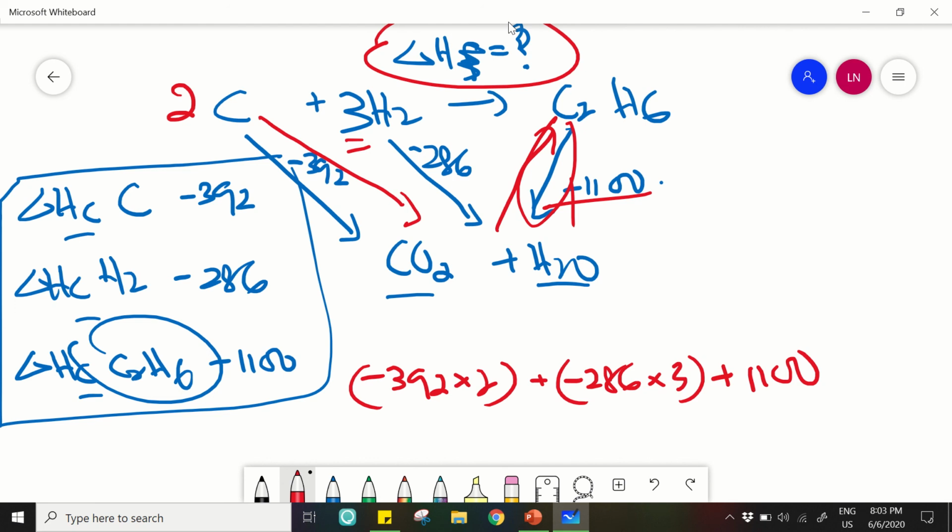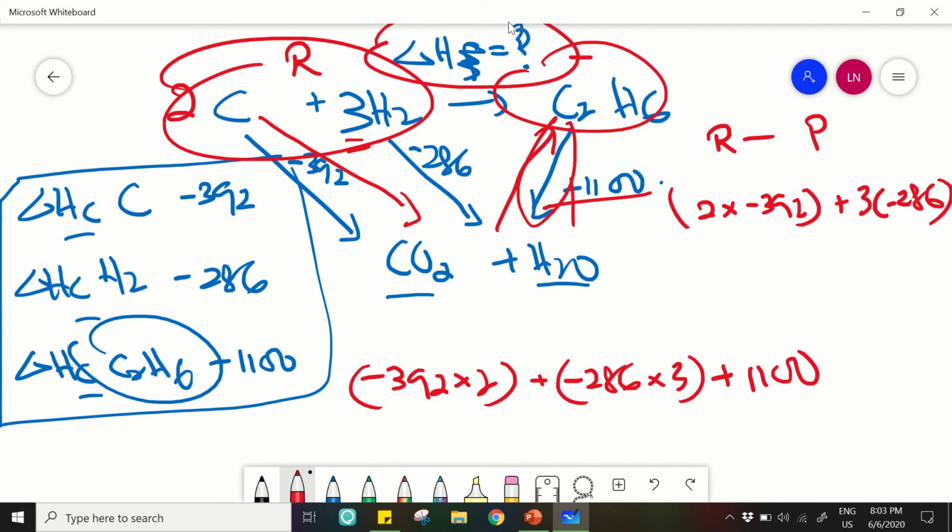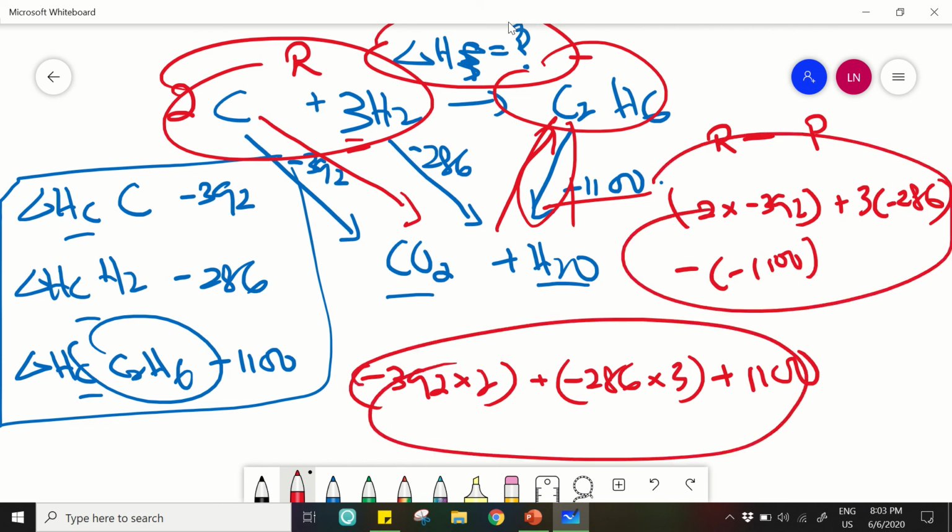But if you apply the formula of reactants minus product, let's see whether the calculation is the same. Reactant is 2 carbon, so 2 times negative 392 plus 3 hydrogen, so 3 times negative 286, right? Minus product, so I minus negative 1100, means minus minus you get plus. So this calculation and this calculation are basically the same. So they work it out, instead of drawing these complicated diagrams. If it is combustion given, then you use reactant minus product.